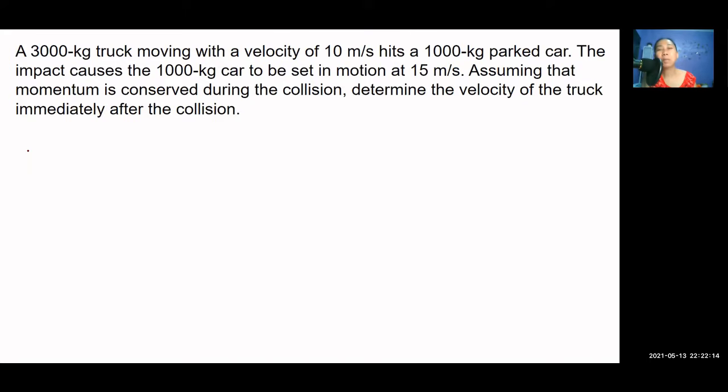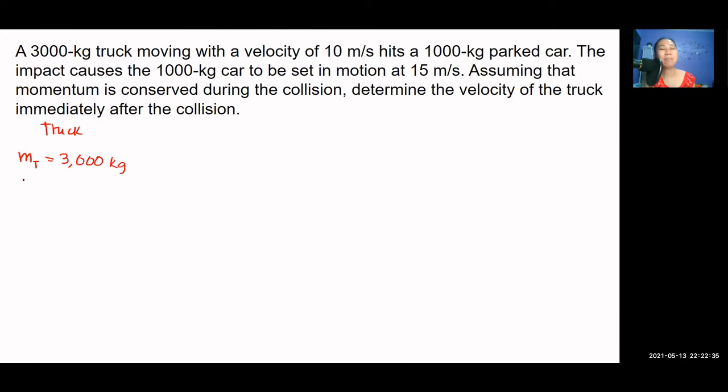Okay, so kukunin natin muna yung given para sa truck. And then after that, kukunin natin yung given para sa car. So para hindi tayo malito, gagamit ako ng subscript. So gagamitin ko yung M sub T para dun sa mass ng truck. So ang mass ng ating truck is 3,000 kilograms.